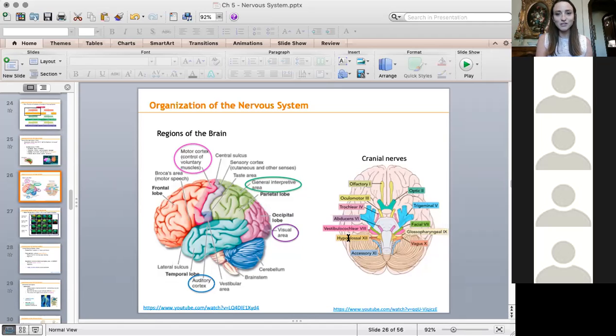Motor cortex is in frontal lobe. And what else? You don't really have to know anything about Broca's area or Wernicke's area, just kind of the basics of each lobe. You also don't have to know about the cranial nerves.